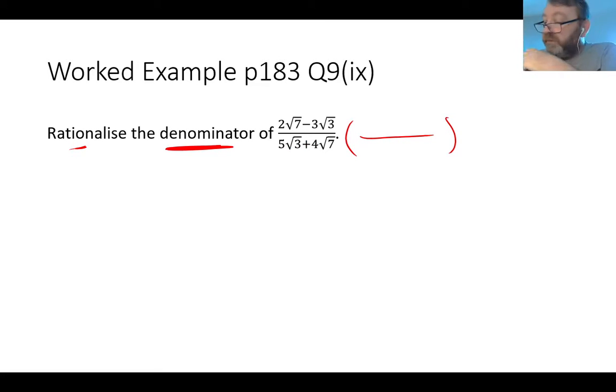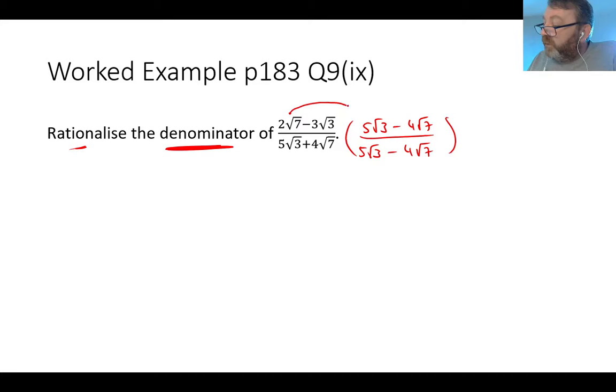So you just change the middle sign. So 5 root 3 minus 4 root 7. And I replicate that up on top as well. 5 root 3 minus 4 root 7. Because in essence, what I'm really doing is multiplying by 1. So I'm changing the appearance of the fraction, but I'm not changing its value. And then take your time and multiply.